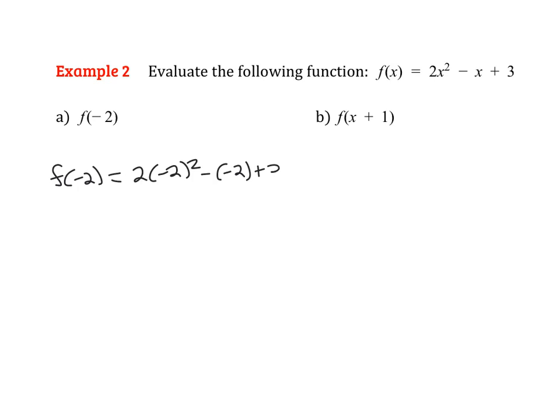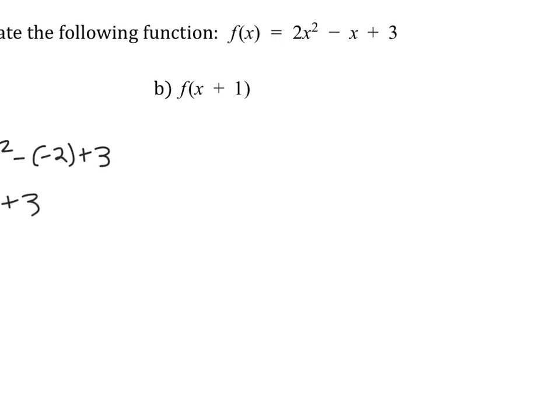I always recommend substituting with parentheses just to avoid small mistakes. So f of negative 2. Remember, order of operations tells us to do exponents and then multiply. So negative 2 squared is positive 4, times 2 is 8. Negative 2 becomes positive 2, plus 3. So f of negative 2 is 13.